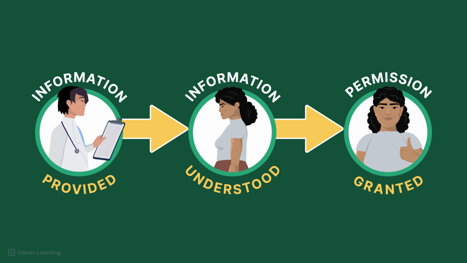Informed consent requires the patient to be informed, to understand the information provided, and to voluntarily grant permission. It is extremely important that you understand all of the steps required to obtain informed consent. If any one step is missing, the informed consent is invalid. For something to be considered informed consent, there's a multi-step process involved.